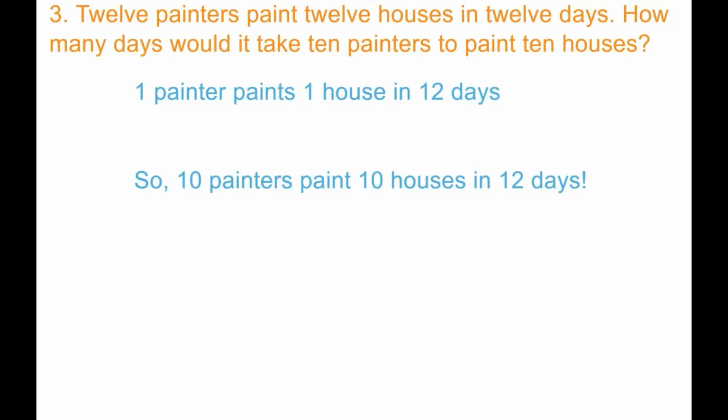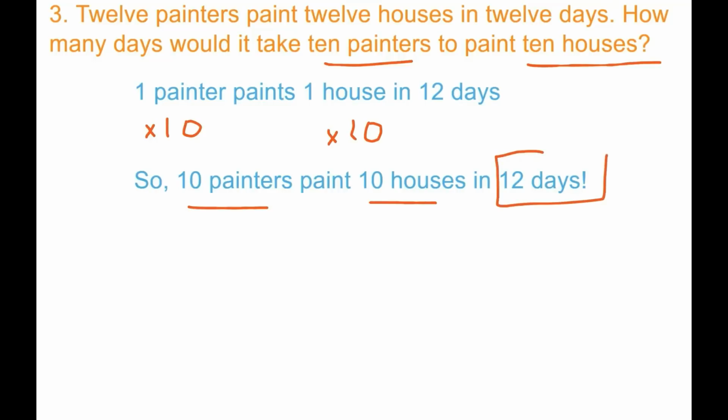Well, the next logical step is to multiply the number of painters by 10, since we have 10 painters in the desired problem. If we multiply the number of painters by 10, then it makes sense that we have to do the same thing to the number of houses that we paint. But we get lucky in that this is exactly what we wanted, as we have 10 painters in the original problem and 10 houses, like in our result. And notice that the number of days never changes. So our answer is just 12 days. Let's move on to problem number 4.